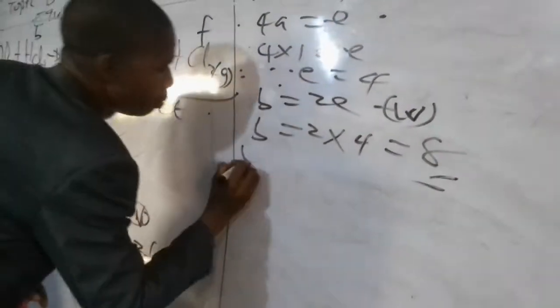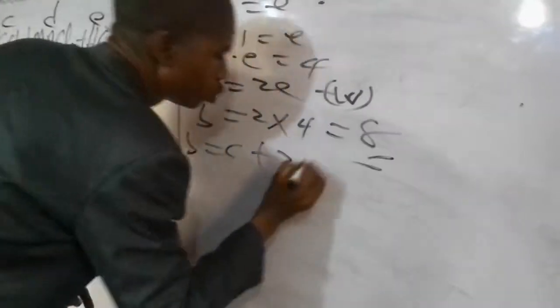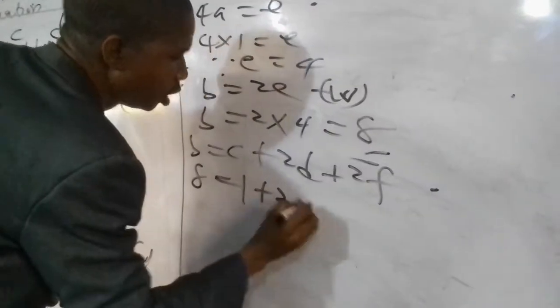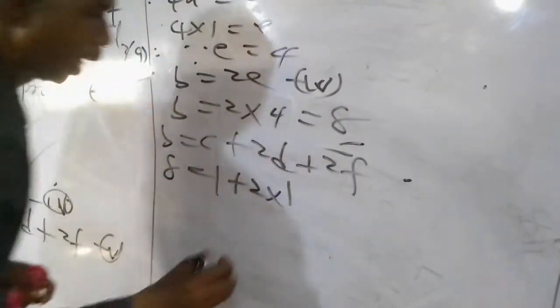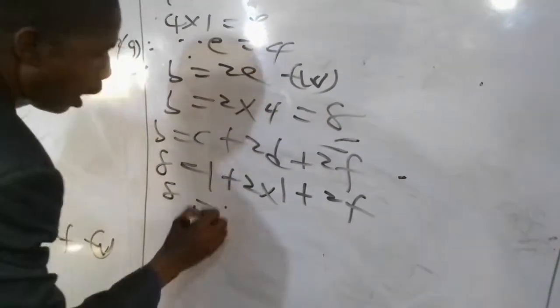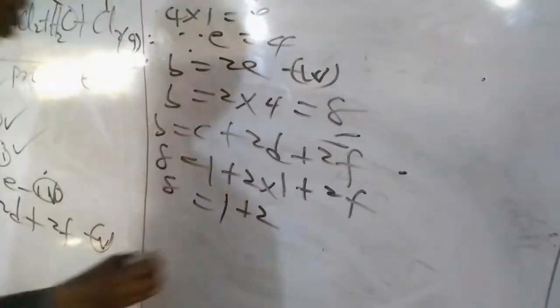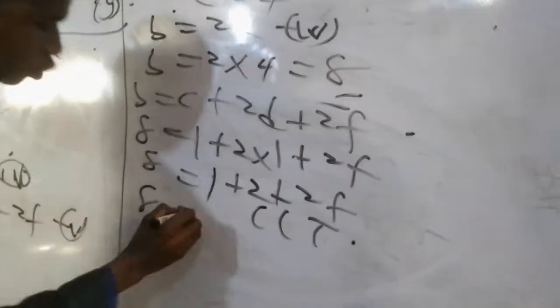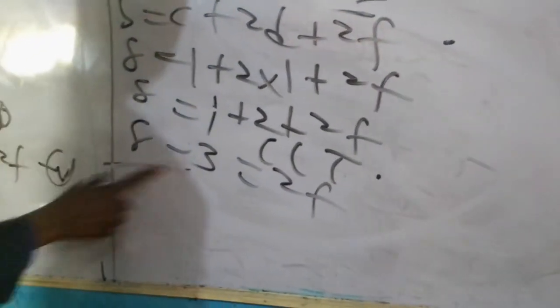The last equation. B equals C plus 2D plus 2F. Then that means our B is 8 equals, what is our C? Our C is 1. Plus 2 multiplied by D, which is 1, plus 2F. So 8 is equal to 1 plus 2 times 1, that's 2, plus 2F. Let's collect the like terms. 8 minus 3, that's 5, equals 2F. Let's divide both sides by 2. 2 can cancel 2.